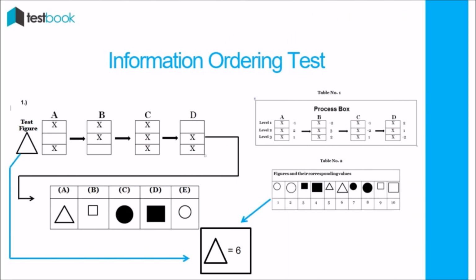Take this question for example. The test figure in the question is a triangle. This triangle in table number 2 is represented by the corresponding value 6, which is going to be our initial value. After you take the initial value, you have to start the operations using the values given for levels in the process box table number 1. So let's see how these operations are done.